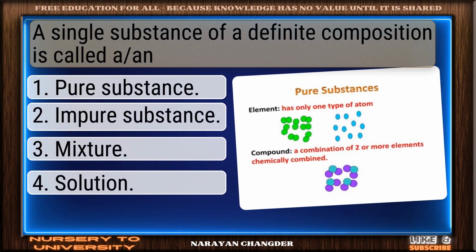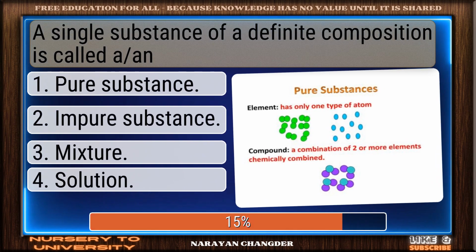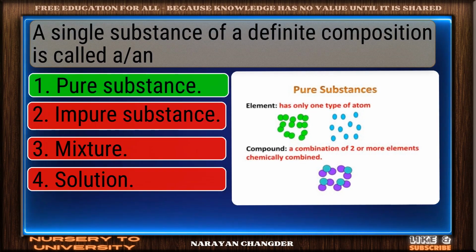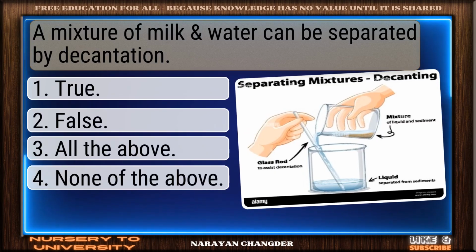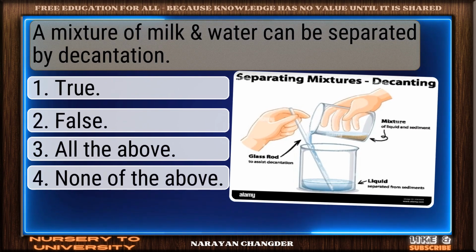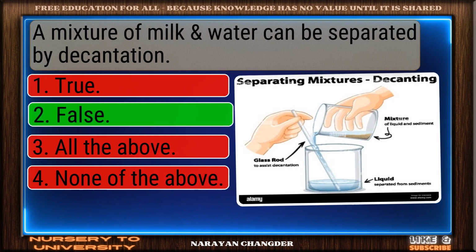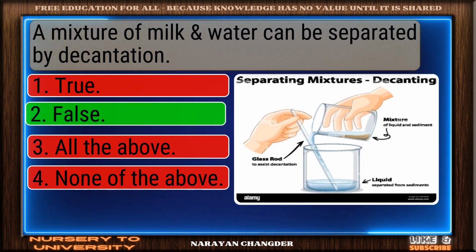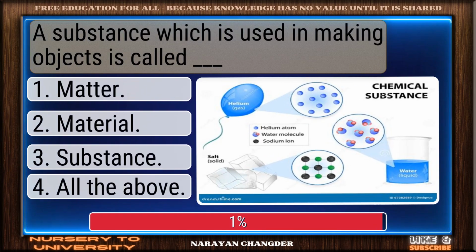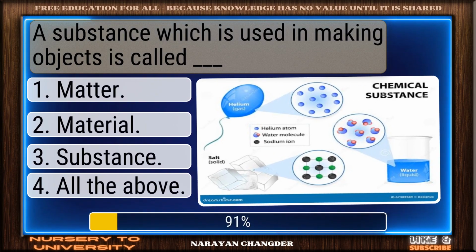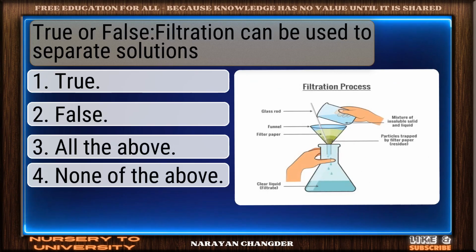A single substance of a definite composition is called an. Sharp thinking. Pure substance is the right choice. A mixture of milk and water can be separated by decantation. Bravo. False is the answer. A substance which is used in making objects is called dash. Right choice. Material is the best answer.